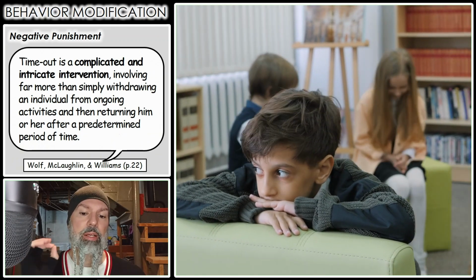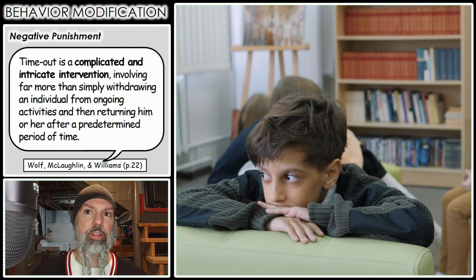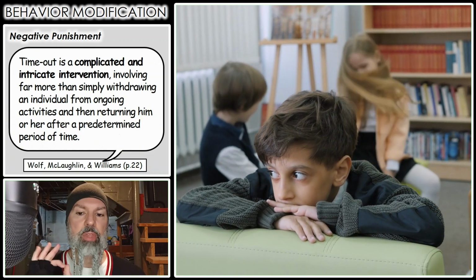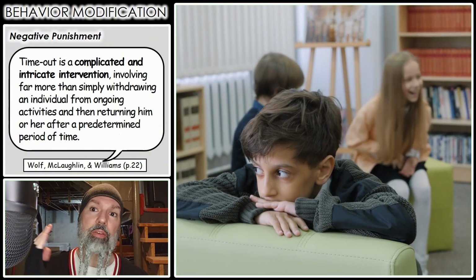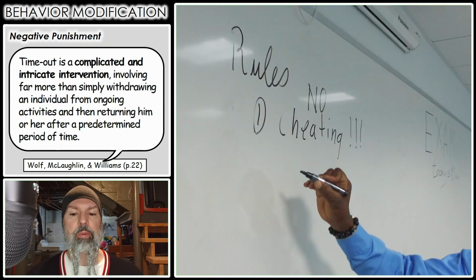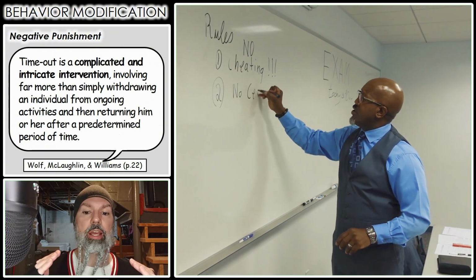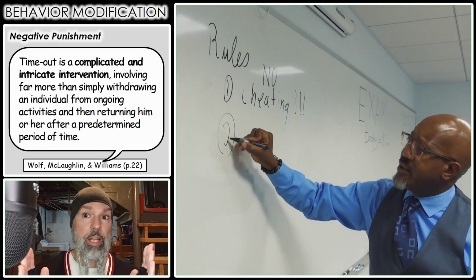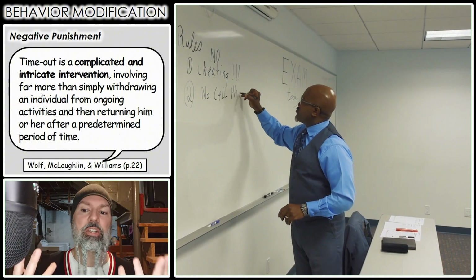All right, next step to make the timeout procedure very effective, you want to make sure that you define the behavior that leads to the timeout contingency. So you want to use explicit, observable, measurable definitions and give clear examples and non-examples of what behavior is going to result in being sent to the timeout environment. So for example, if you're a professor and you are going to use the timeout procedure to discourage cheating on an exam, instead of saying you're not allowed to cheat or no cheating or be respectful during the test, those aren't explicit, they're not observable, they're not measurable definitions.